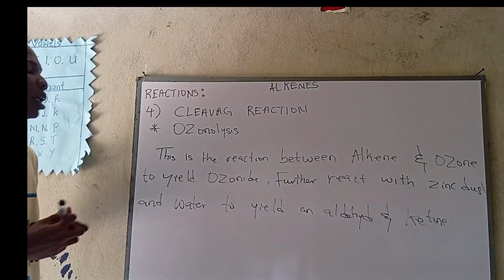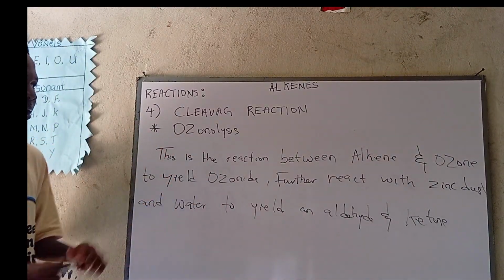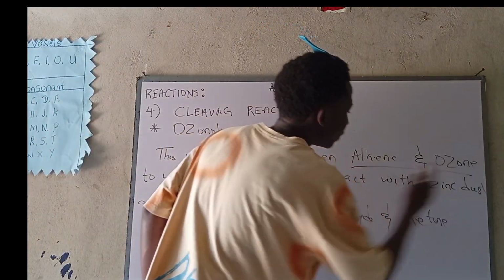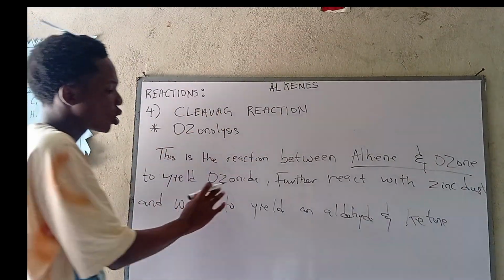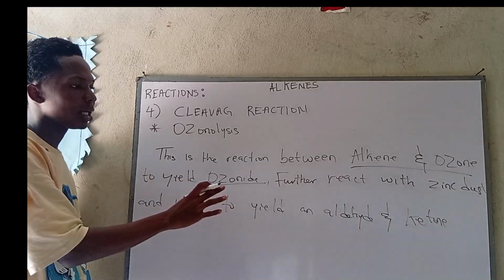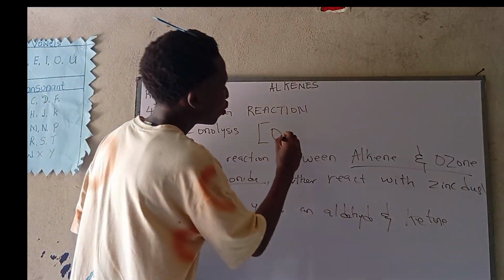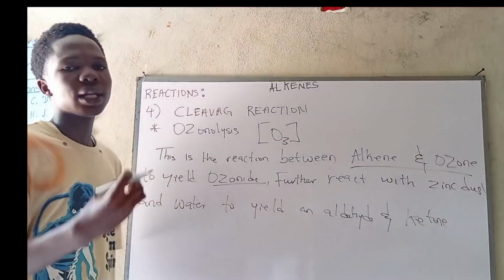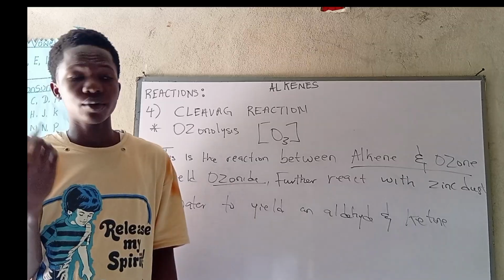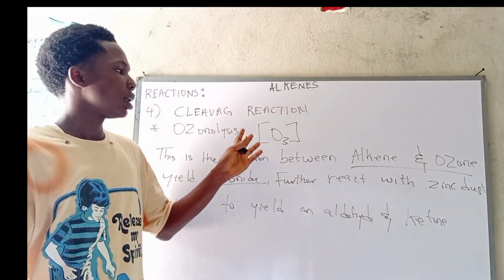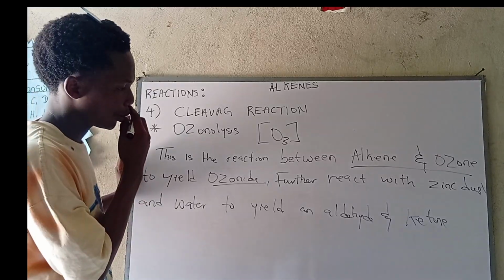Okay guys, this is all we need to know about ozonolysis. It's the reaction between alkenes, which we are talking about, and ozone, to yield an ozonide. I think this is the only odd word here. We all know what ozone means now. Ozone is O3. We know the oxygen molecule to be O2, right? O2 is the oxygen molecule, and O3 is ozone. That is what we should note.